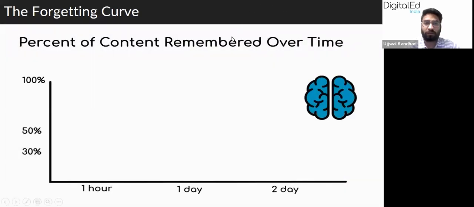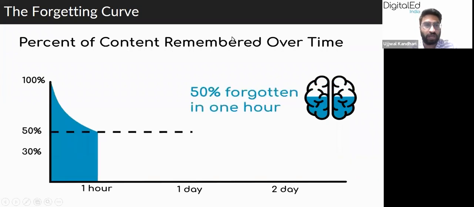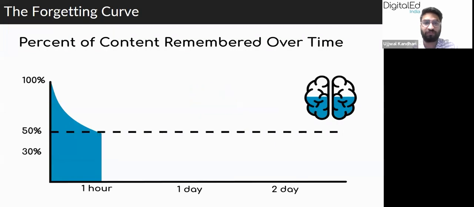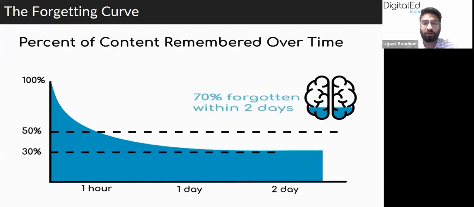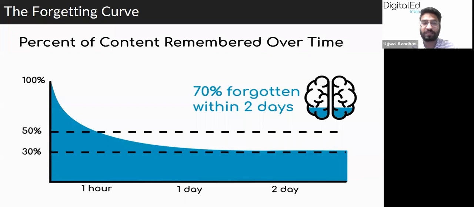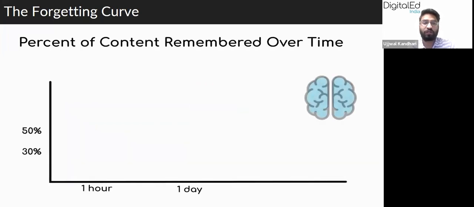Another thing that I'll show you is something called the forgetting curve. Again, this also primarily comes down to why active learning is important. What researchers have found out is that 50% of what students are taught, after the lecture is complete, they forget within an hour or so. And within 2 days, they forget 70% of what they've studied. And this is something that you would notice as well.